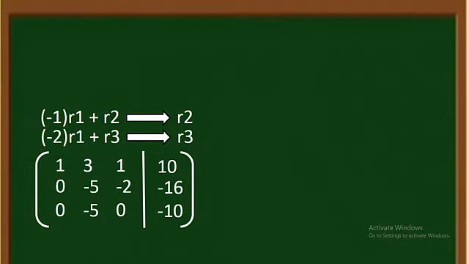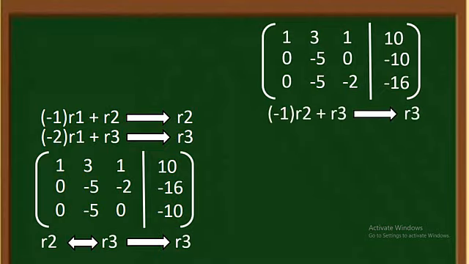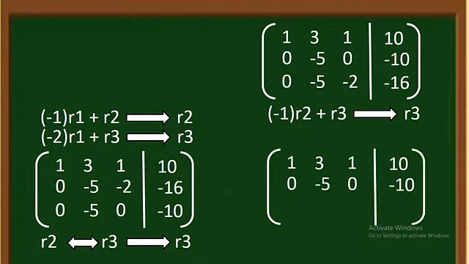Next one, we can interchange row 2 with row 3, and we will have this solution. Next, we can multiply row 2 with -1 and add to row 3 to get row 3. So we have 0 times -1 is 0, plus 0 is also 0. -1 times -5 is +5, plus -5 is 0. -1 times 0 is 0, and 0 plus -2, that is -2. -1 times -10 is 10, plus -16 is equal to -6.